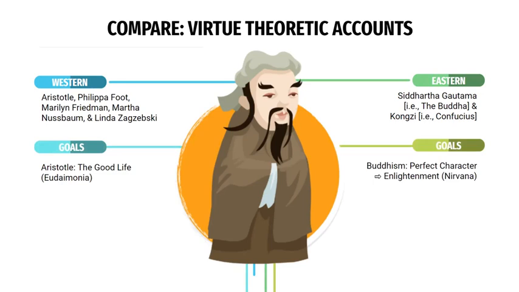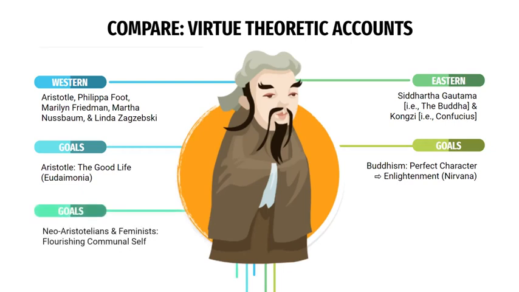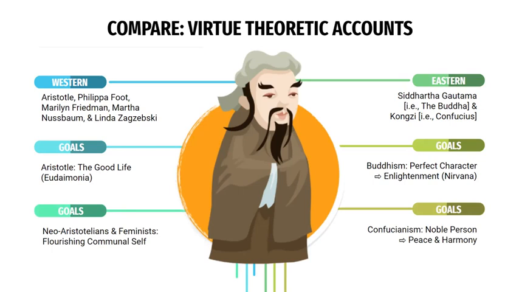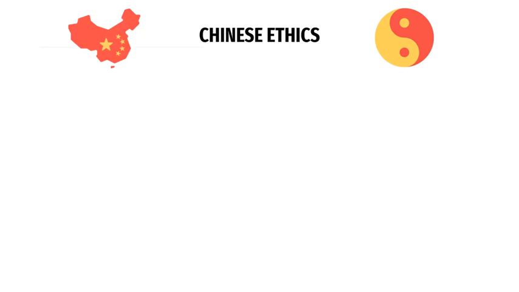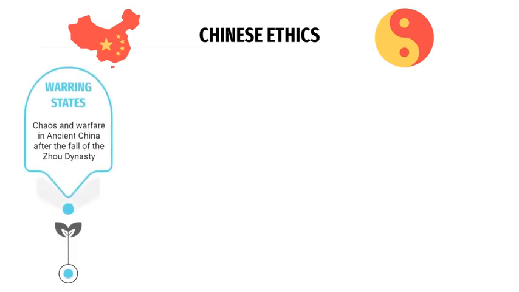So in the West, in Aristotle's notion of virtue ethics, the goal is the good life, or eudaimonia, human flourishing, right? Finding that sweet spot or that golden mean that leads to flourishing. Whereas in Eastern accounts, specifically in Buddhism, the goal is similar but slightly different. It's perfect character, or ideally enlightenment, what's often called nirvana. In Western virtue ethics, the goals are slightly different. For neo-Aristotelians and even feminists, the goal would be a flourishing communal self, whereas in Confucian virtue ethics, the goal is a noble person, which often translates into peace and harmony, right? Contentedness.